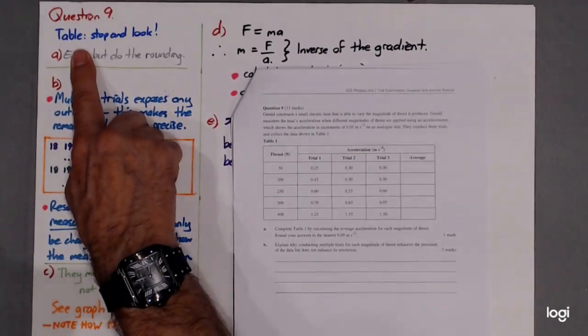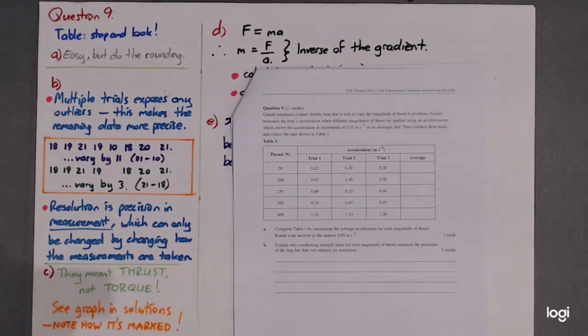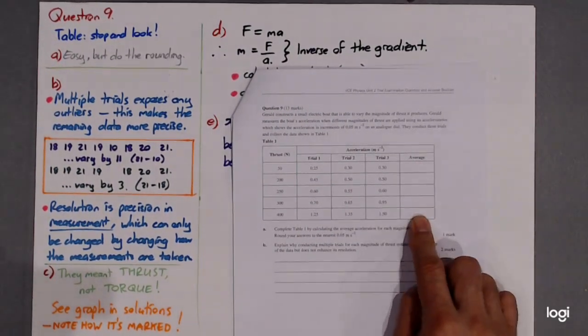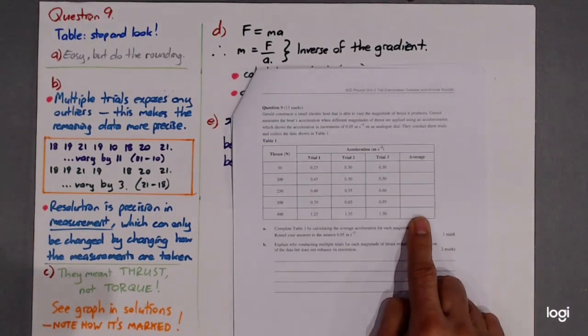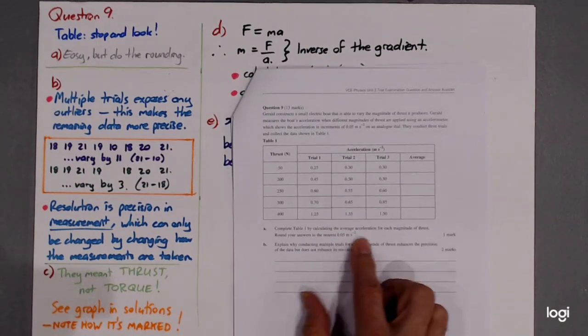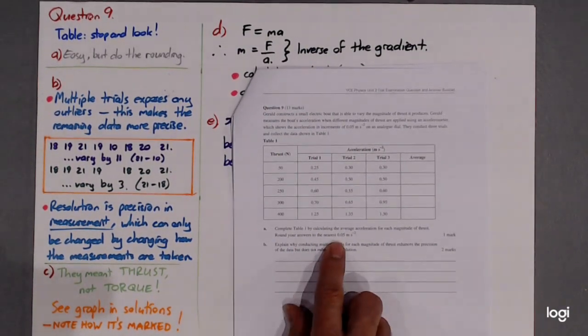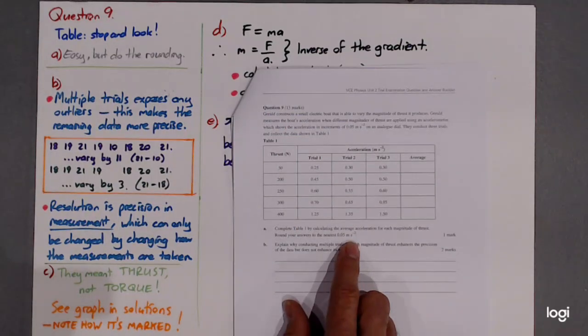Have a look at the graph that they've given you in the answers, rather than watch me draw it again, because it's fine. And note how it's marked as well. They gave you a list of where the marks particularly came. And let me just show you a couple of things here.